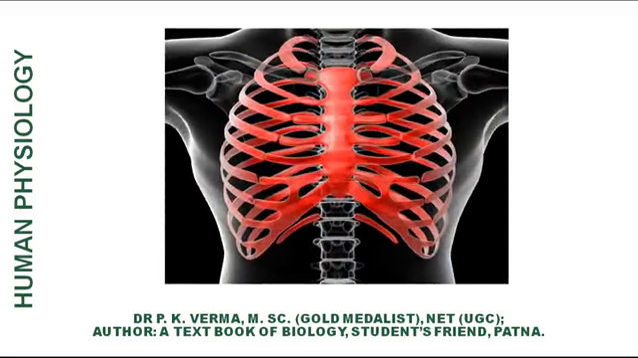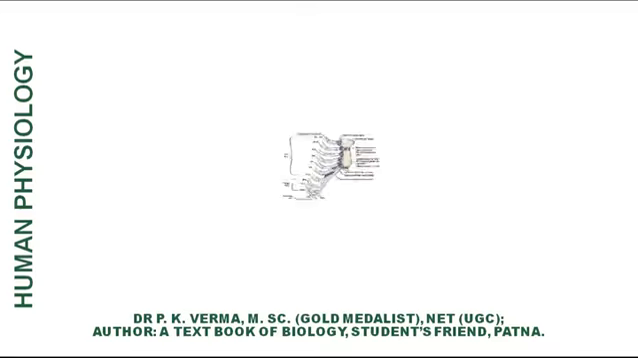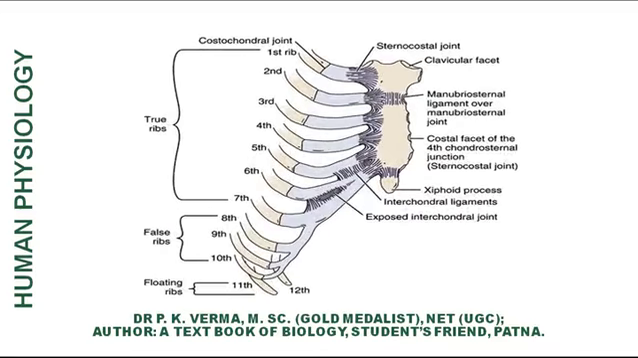These are the ribs seen from the ventral side. The median red structure is the sternum. Here the sternum is shown on the right and the ribs on the left side. The first 7 pairs are true ribs, 8th, 9th and 10th pairs are false ribs, and the last 2 pairs, 11th and 12th, are floating ribs.